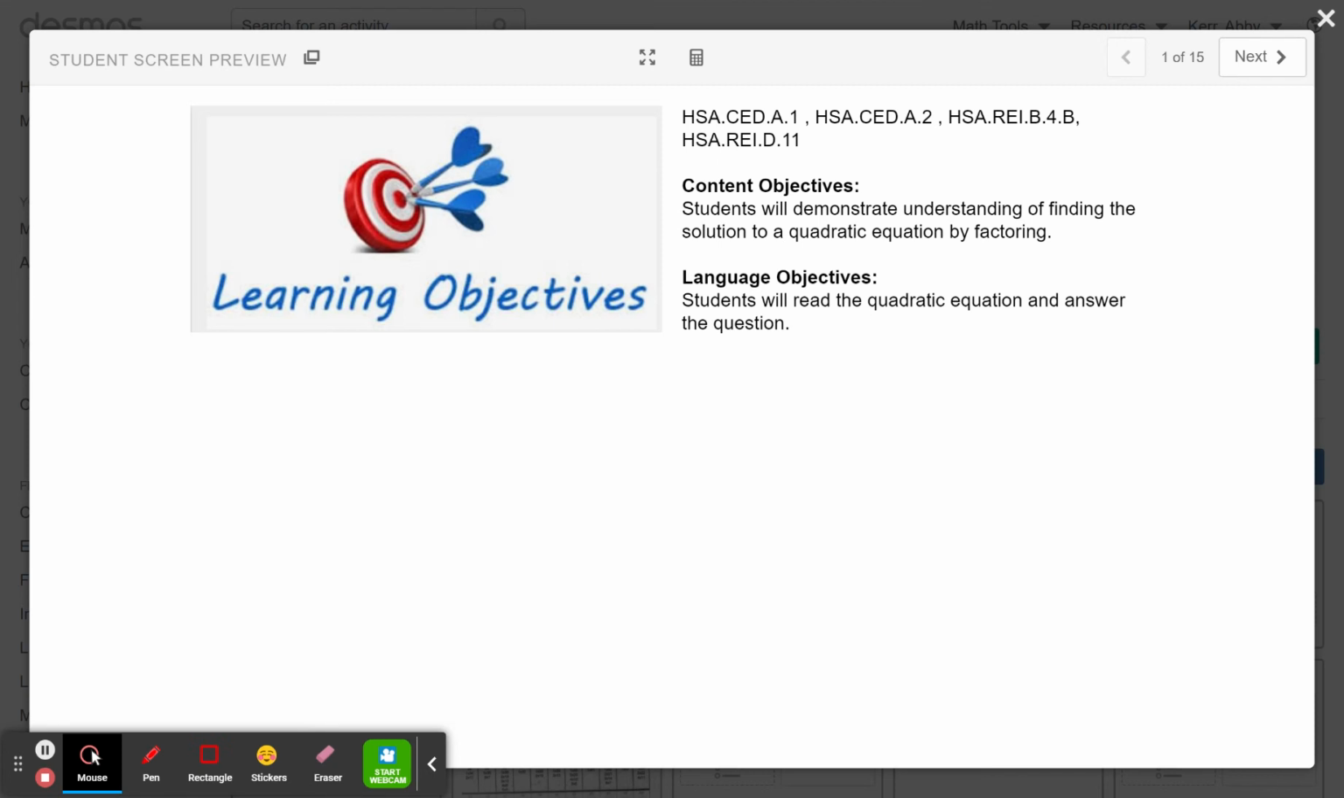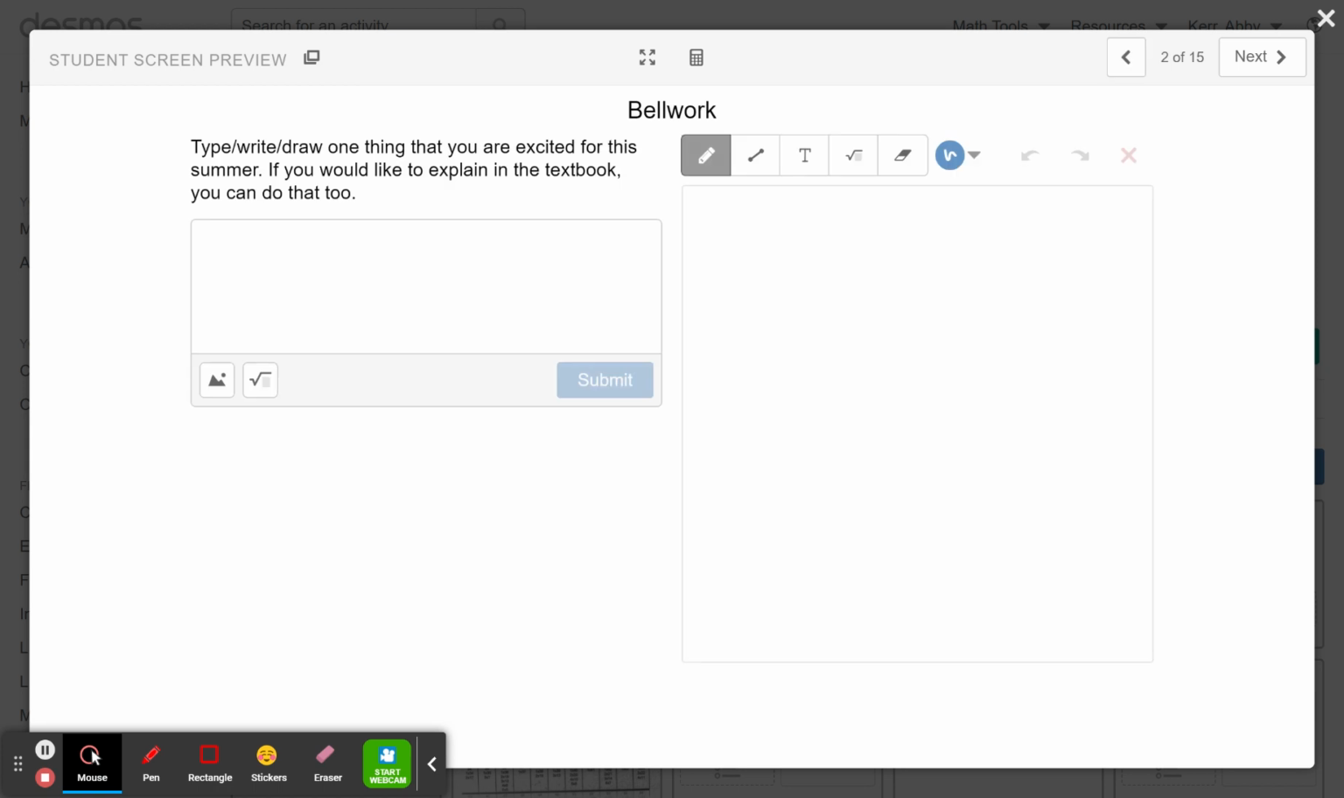In today's lesson, we are going to go over 9.2, practice number 2, which involves solving quadratic equations by factoring. The bell work will be reviewed, though. We do have an assessment coming up later this week. So this bell work is just a check-in. Want you to draw, write, or type something that you're excited for this summer.